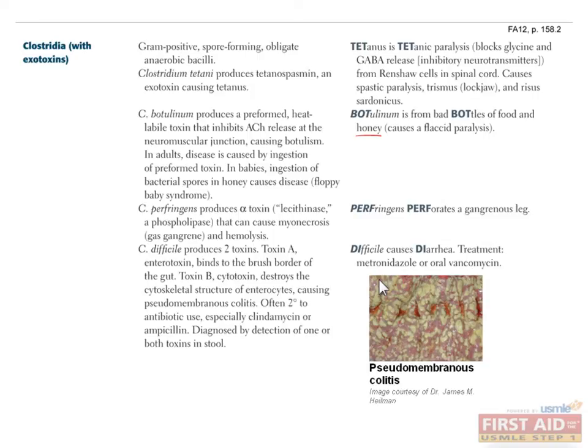C. difficile infections are particularly problematic in hospitals, where the spores can be transmitted by healthcare professionals from one patient's room to another. Therefore, it is very important to wear contact precautions and wash hands with soap and water after visiting C. difficile positive patients to prevent transmission of their spores.